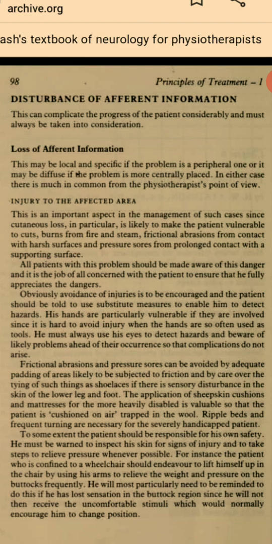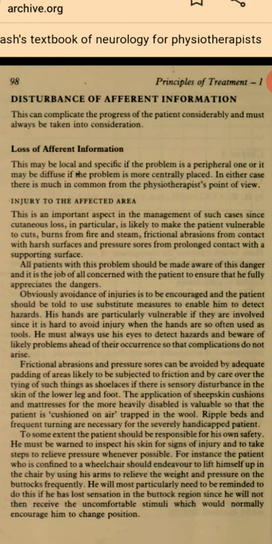Obviously, avoidance of injuries is to be encouraged, and the patient should be told to use substitute measures to enable him to detect hazards. His hands are particularly vulnerable if they are involved, since it is hard to avoid injury when the hands are so often used as tools. He must always use his eyes to detect hazards and beware of likely problems ahead of their occurrence so that the complications do not arise.